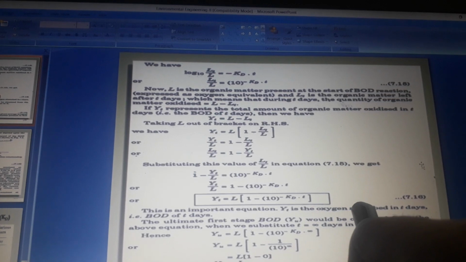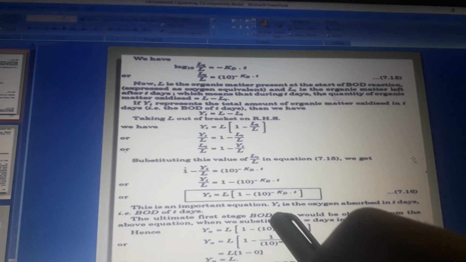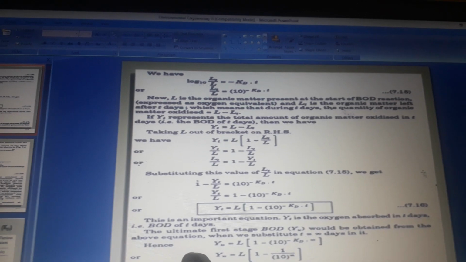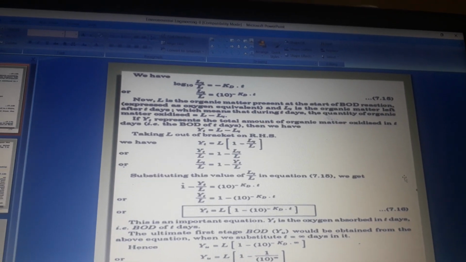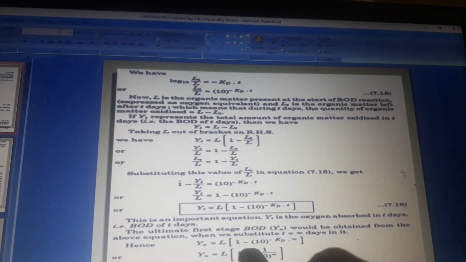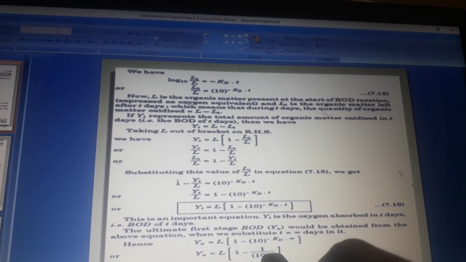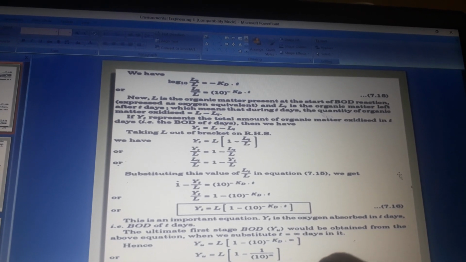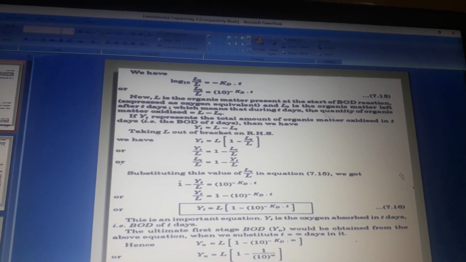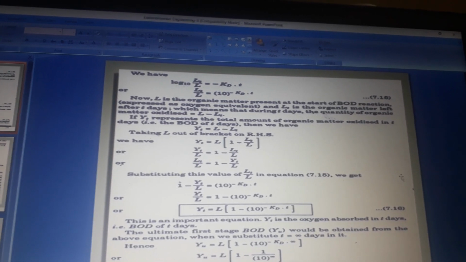Yt is the oxygen absorbed in t days, that is, the BOD of t days. The ultimate first stage BOD would be obtained from the above equation. Then we substitute t equal to infinite days in it. Hence Y infinite is equal to L into 1 minus 10 raised to minus KD into infinity. Then Y infinite is equal to L into 1 minus 1 over 10 raised to infinity, which is L into 1 minus 0. Or Y infinite is equal to L.